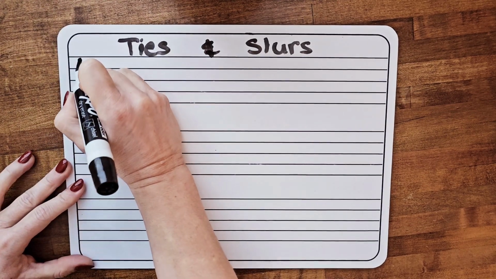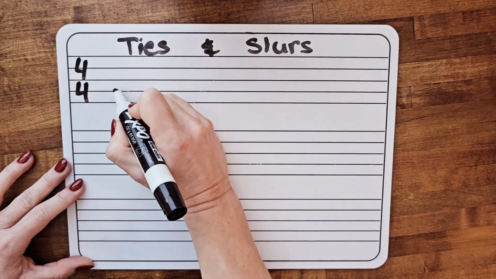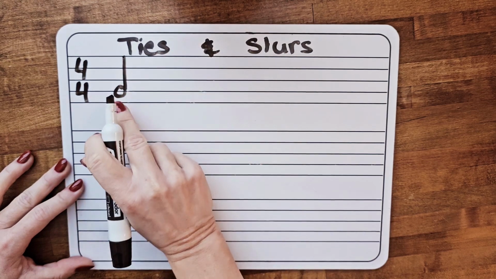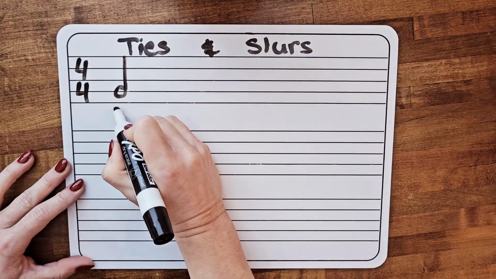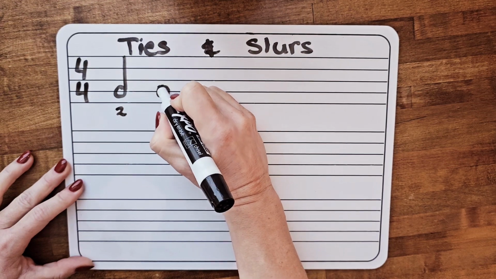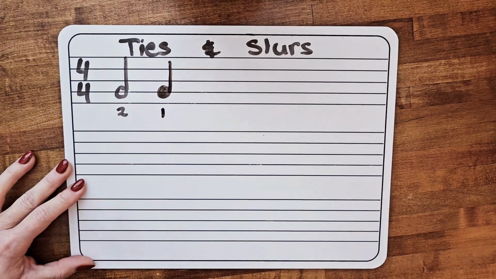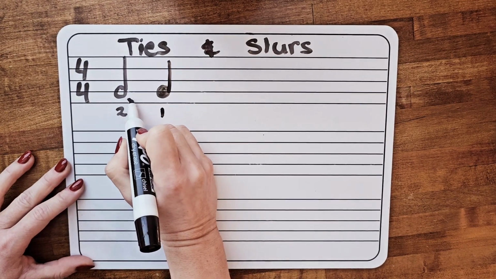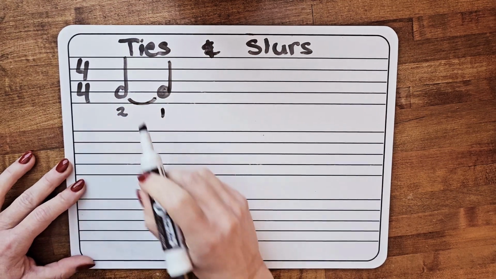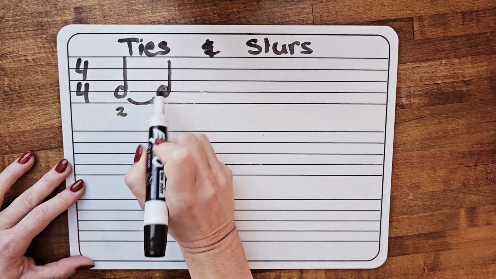So let's say that we are in 4/4 time and we have a G and it is 2 beats. So we know that this is a half note. And then we have another G next to it. Let's say that this is a quarter note. It gets 1 beat. When you see this swoopy kind of line connecting the 2 notes, this is going to be a tie. And we know it's a tie because this is a G and that is a G.